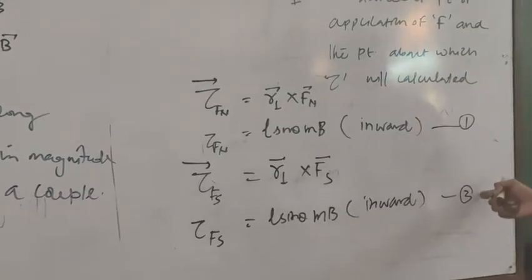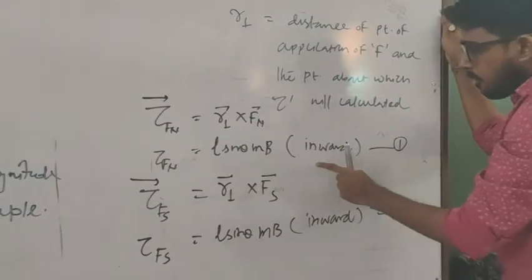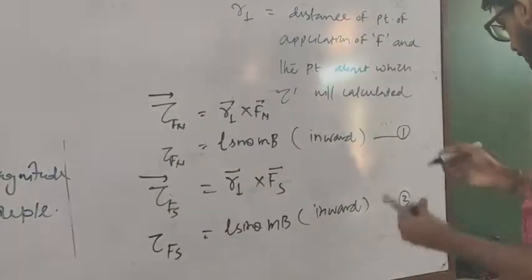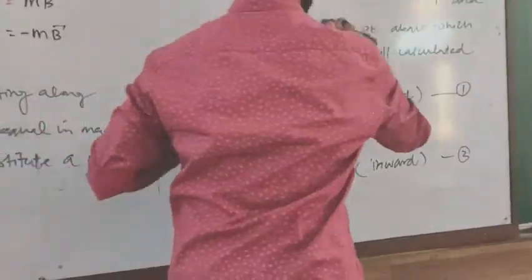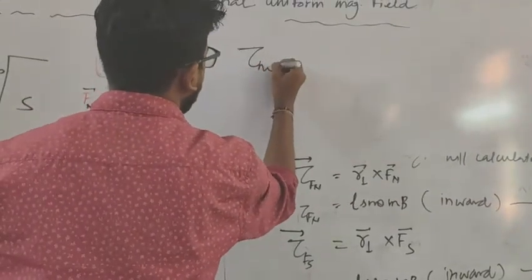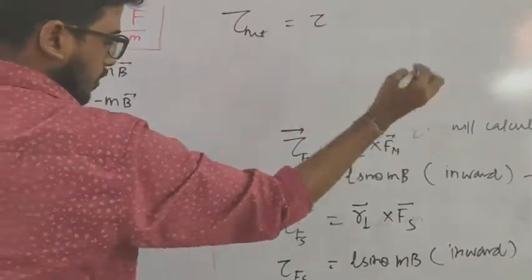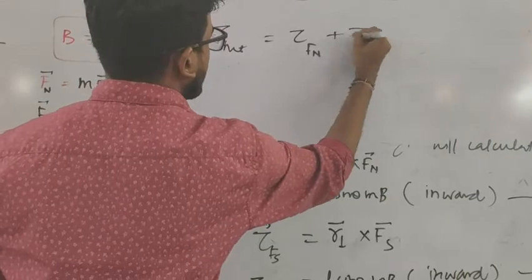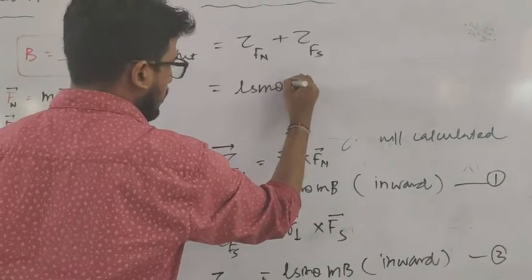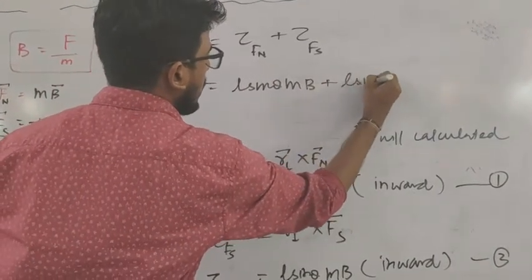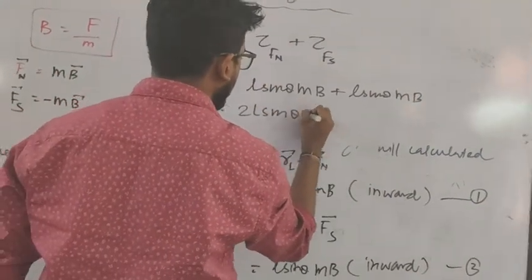So from equation 1 and equation 2, the total torque acting on the dipole due to forces Fn and Fs will be how much? Both are along the same direction, so they will be added up. So tau net will be how much? As these two torques are in the same direction, they will be simply added: torque due to the force Fn plus torque due to the force Fs. So it will be L sin theta into Mv plus L sin theta into Mv. This will become 2L sin theta into Mv.